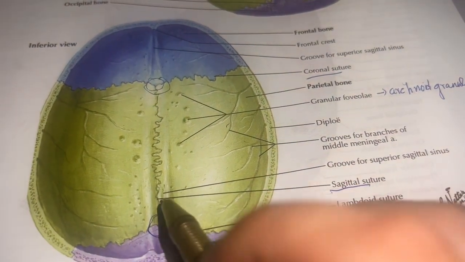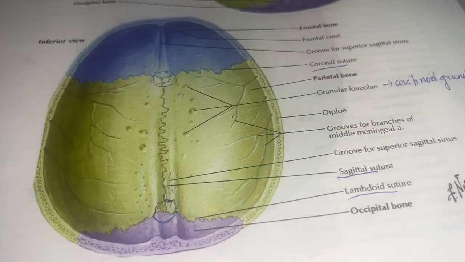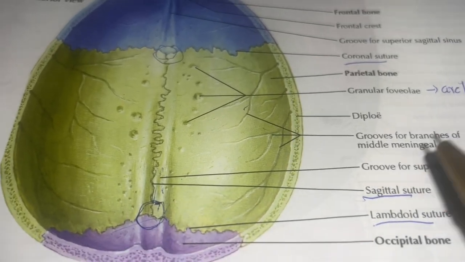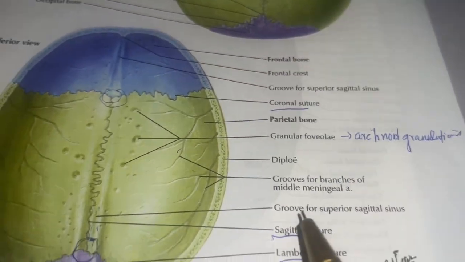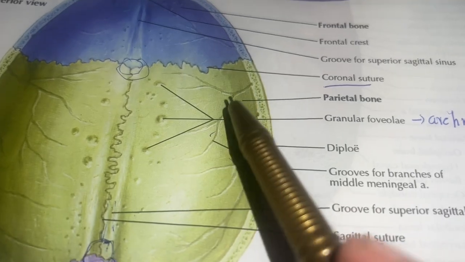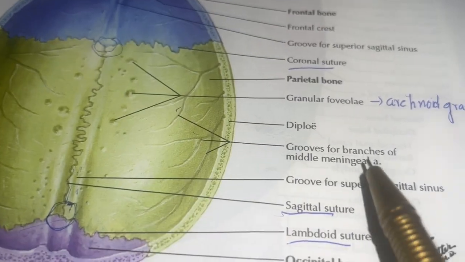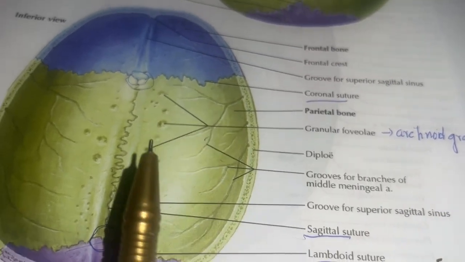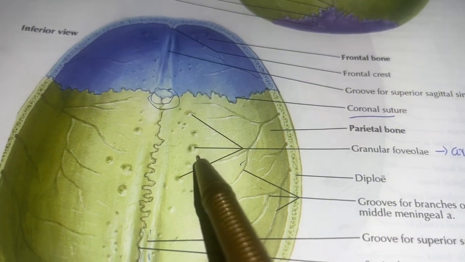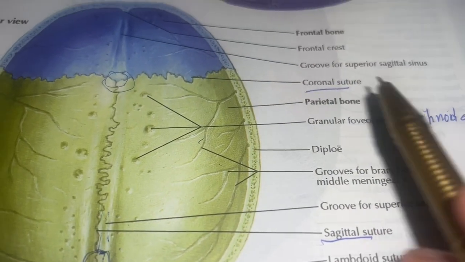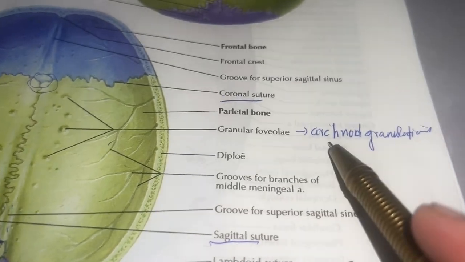Now you can see this is the groove for the superior sagittal sinus. Okay, this groove is for the superior sagittal sinus, and these grooves are for branches of the middle meningeal artery, while these are called granular foveolae, and they are made by arachnoid granulations. So these are the features of the Norma Verticalis interna.